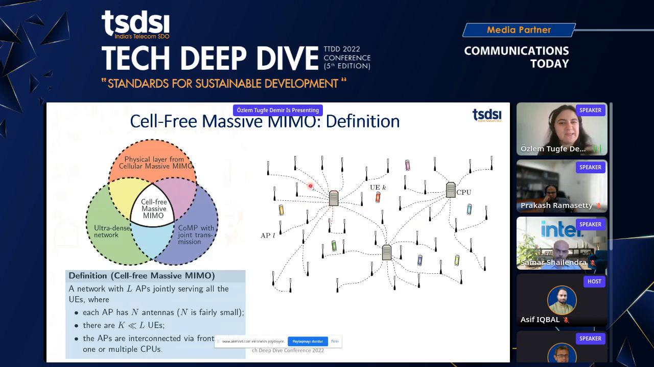And each access point has a fairly small number of antennas. Here we show it by N. And there are some users, but the number of users is much less than the number of available access points. So we are in the massive MIMO operating region.